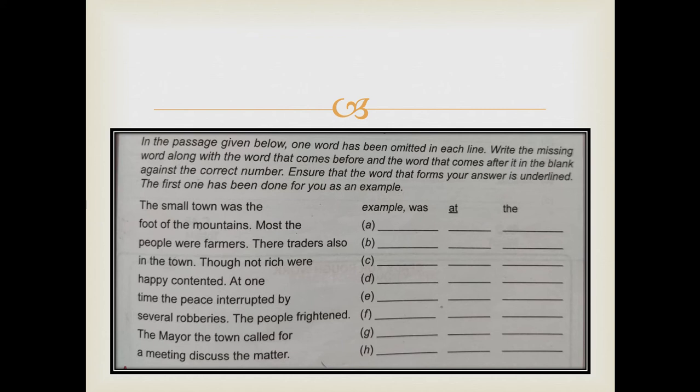So it is just the way we have done error finding and correction. Only thing is you have to write the preceding word and the succeeding word, and there is no incorrect word. You have to give the word of your own. You have to supply your own word. Clear?